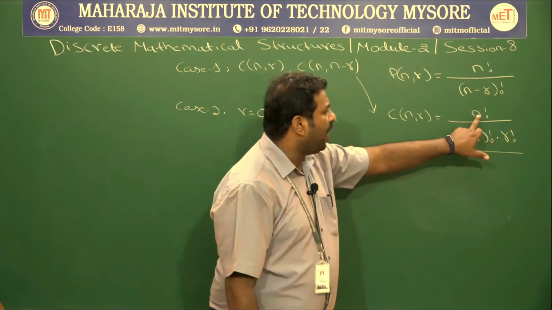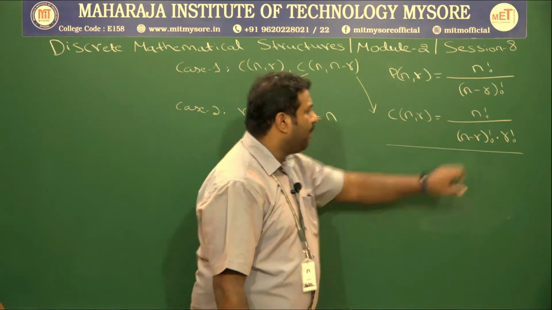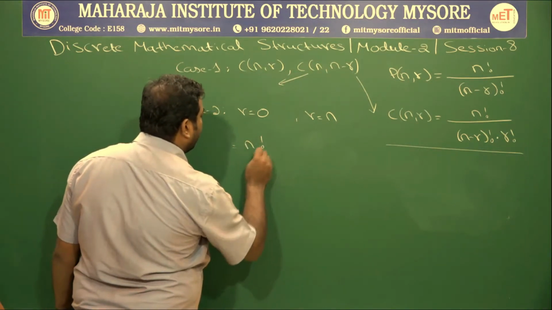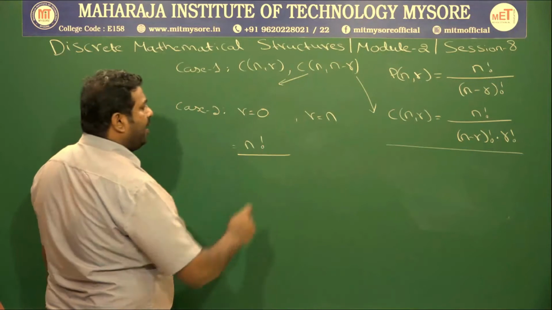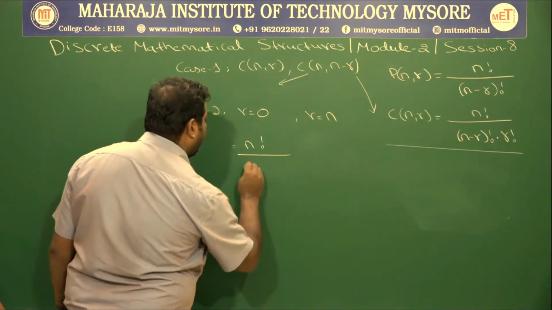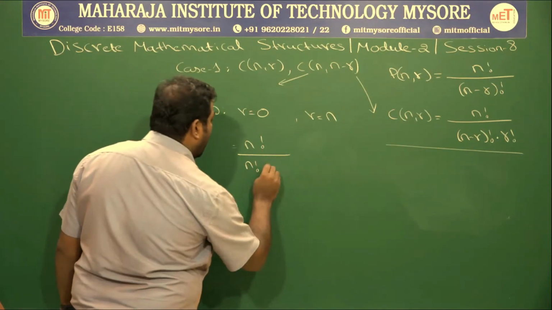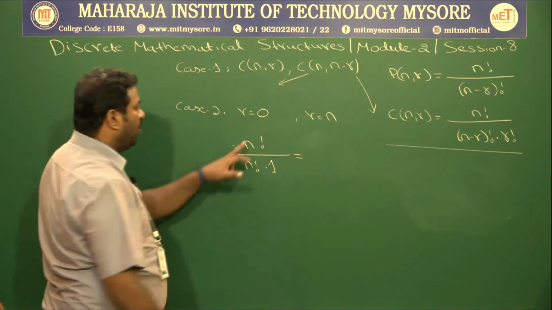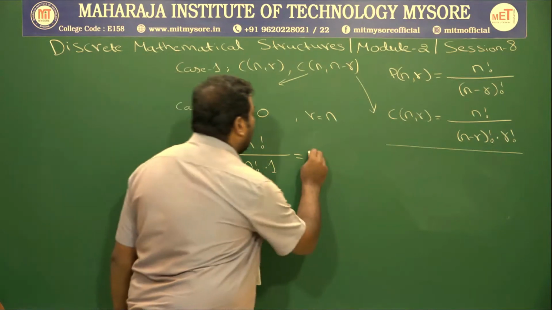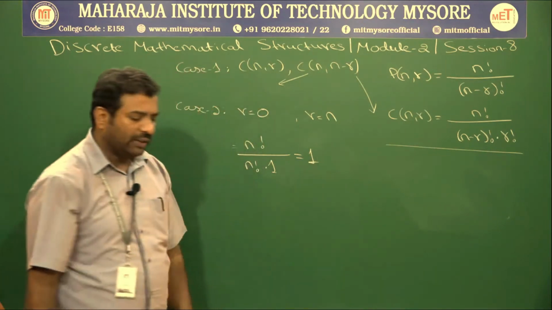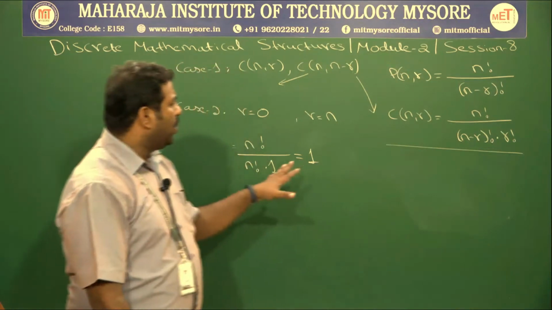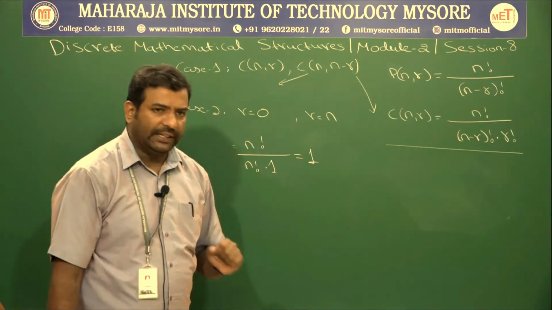Hence I am going to have n factorial divided by, let me write it over here. So n factorial divided by n minus 0, which is n factorial, into r factorial, which is 0 factorial, which is going to be 1. Hence I am going to end with n factorial by n factorial, which is 1. I am going to end with 1. There is only one way. Whenever the value of r is 0, there is only one way of doing this.